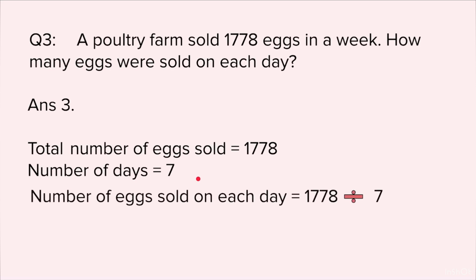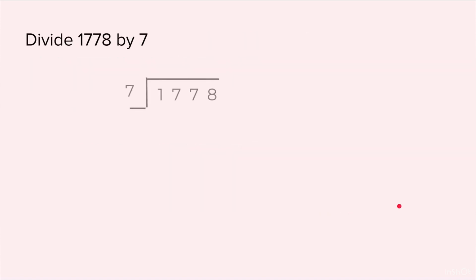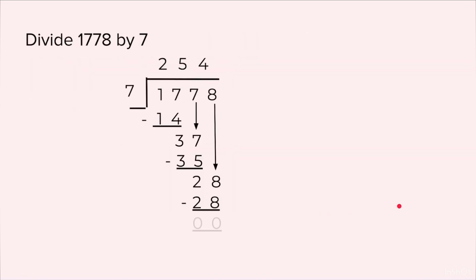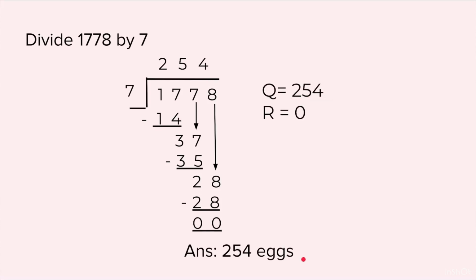Now we have to find out number of eggs sold on each day, or you could also write number of eggs sold in 1 day. So we will divide 1778 by 7 because in 7 days 1778 eggs are sold. To find out for 1 day, we will divide this 1778 by 7. When we divide, we get 254 as the quotient and 0 as the remainder. So that means 254 eggs are sold each day. So answer is going to be 254 eggs.